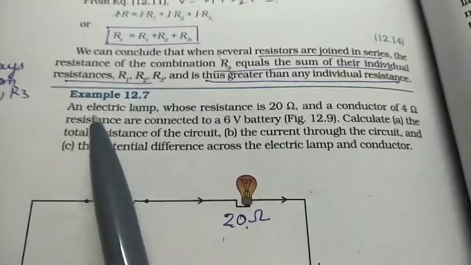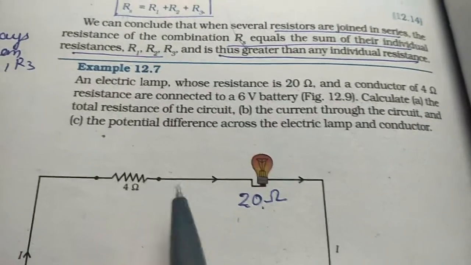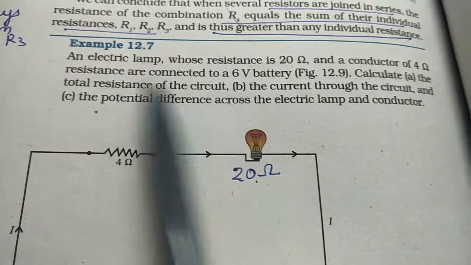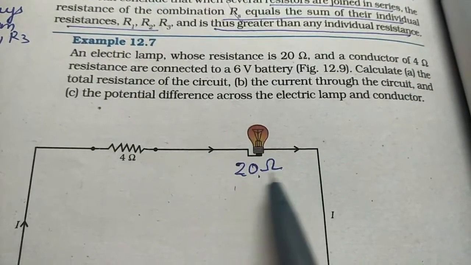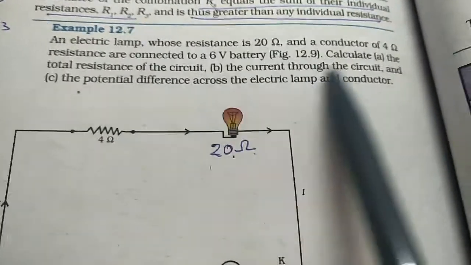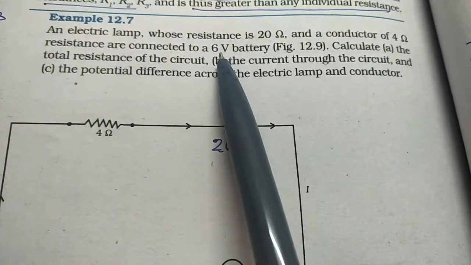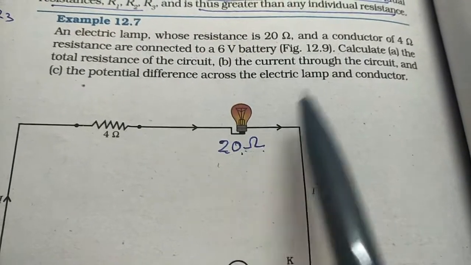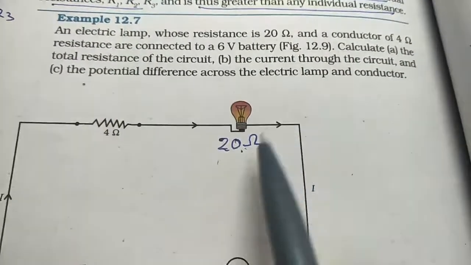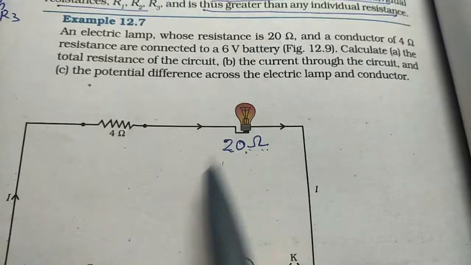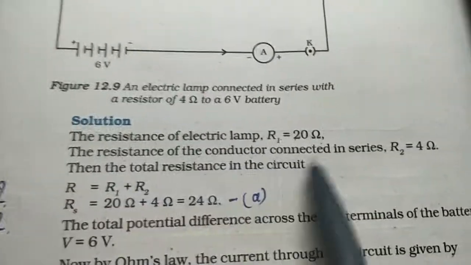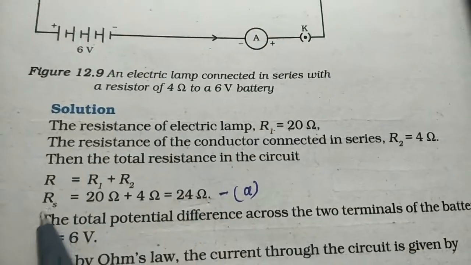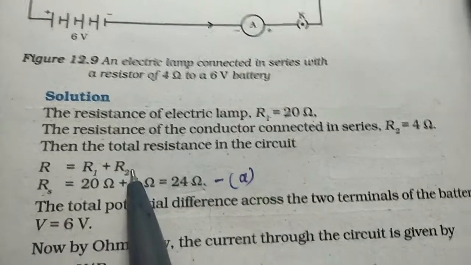There's one example we'll quickly see, that's 12.7. Here we have two resistors. One is a simple resistor, the other is an electric lamp. Here is 4 ohms and this is 20 ohms. Now the voltage is 6. We have to calculate the total resistance because it is in series, and the current passing through each. First we'll add the resistances, 20 plus 4, that is 24. So we get 24 ohms, that is the total resistance in series, R1 plus R2.